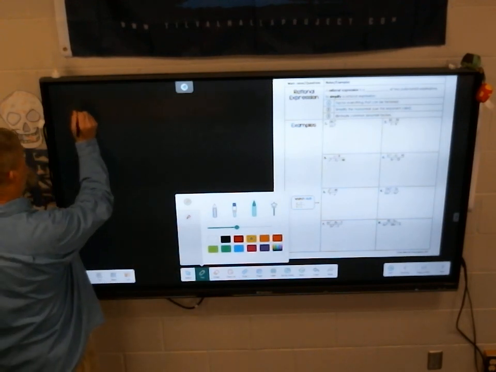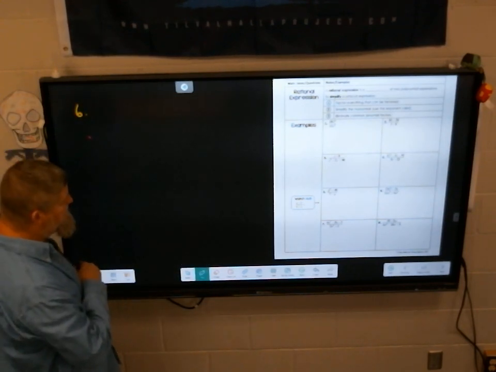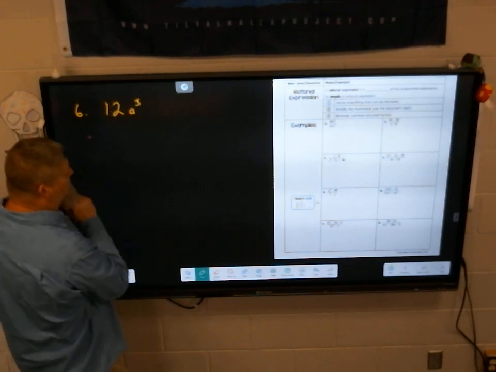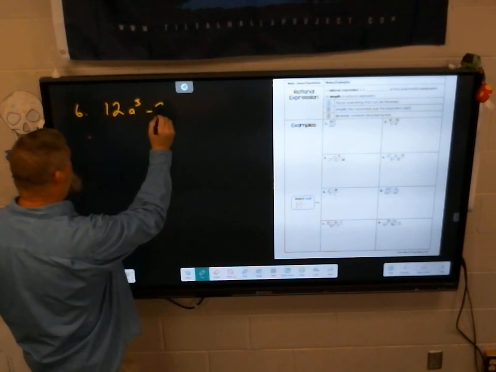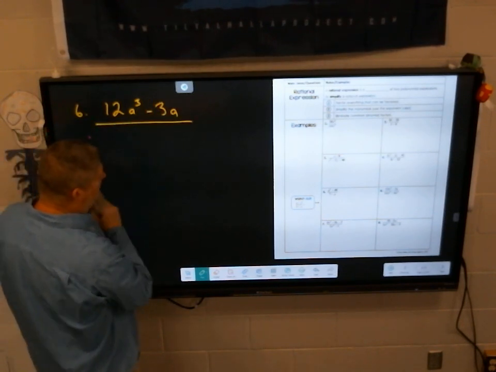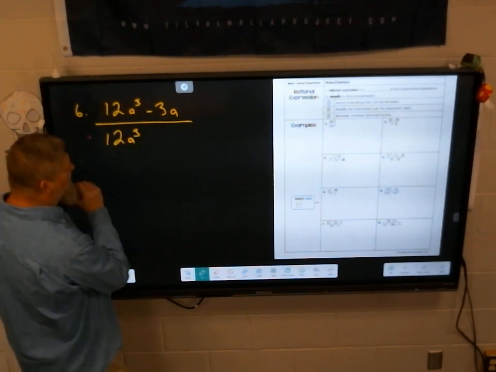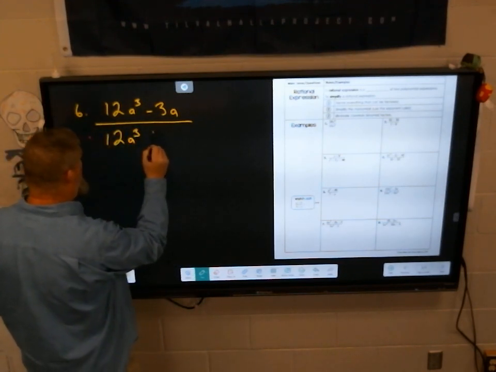So number 6 gives us 12a cubed minus 3a, divided by 12a cubed plus 6a squared.